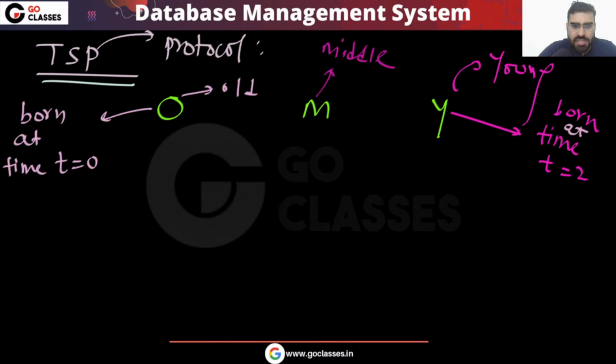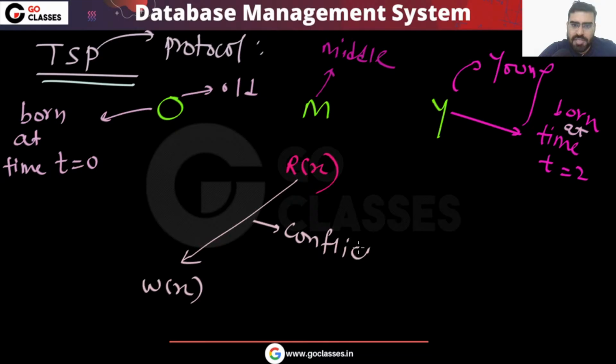This protocol says that all the conflicting operations should be in this order. You should not have any conflict in this order, from younger to older. See, there should be no conflict. For example, you do a read operation here. This is a conflicting operation, right? Can I call it a conflict? Yes, because this is a read X and this is a write X. So this is a conflict.